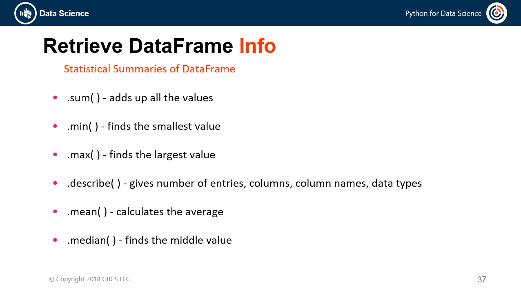Describe gives us the 25, 50, and 75 percent quartiles as well as the min, max, and standard deviation. Mean finds the average of values. Median takes the middle of the values, and if there is an even number of values, it adds up the two middle values and divides by 2.